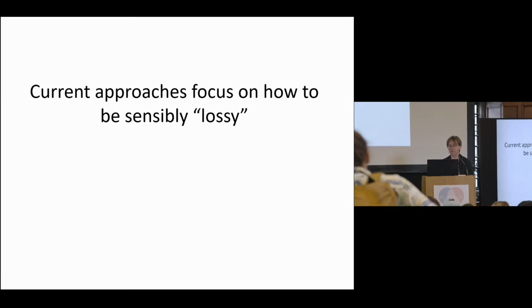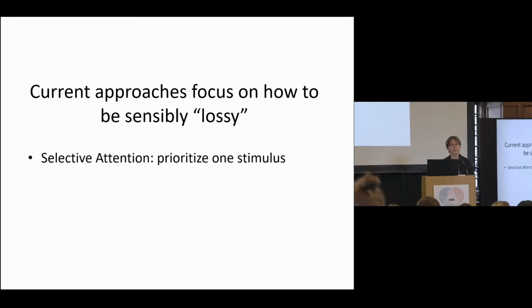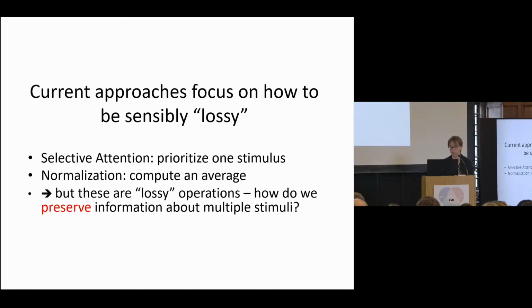And current approaches to this kind of problem typically focus, in my opinion, on how to be sensibly lossy about coding information. So for example, work focusing on selective attention concerns how the brain prioritizes one stimulus at the expense of others. Work focusing on observations under the heading of normalization in the brain suggests that neural populations effectively compute an average between the stimuli that are presented, and that too would result in the loss of information about each individual stimulus. So the question of how there's preservation of information about multiple stimuli is unanswered.